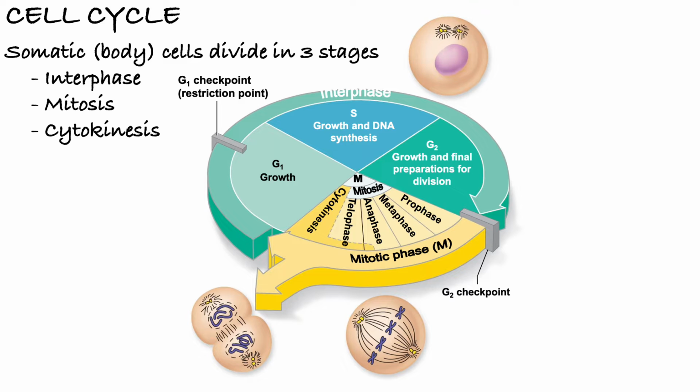And this happens in three stages. The cell division happens in three stages: interphase, mitosis, and cytokinesis. And since we say that it's a cycle, we have this little diagram here to show you that. One of the first things you're going to see is that the green part tells us that most of the cells spend their time in interphase.